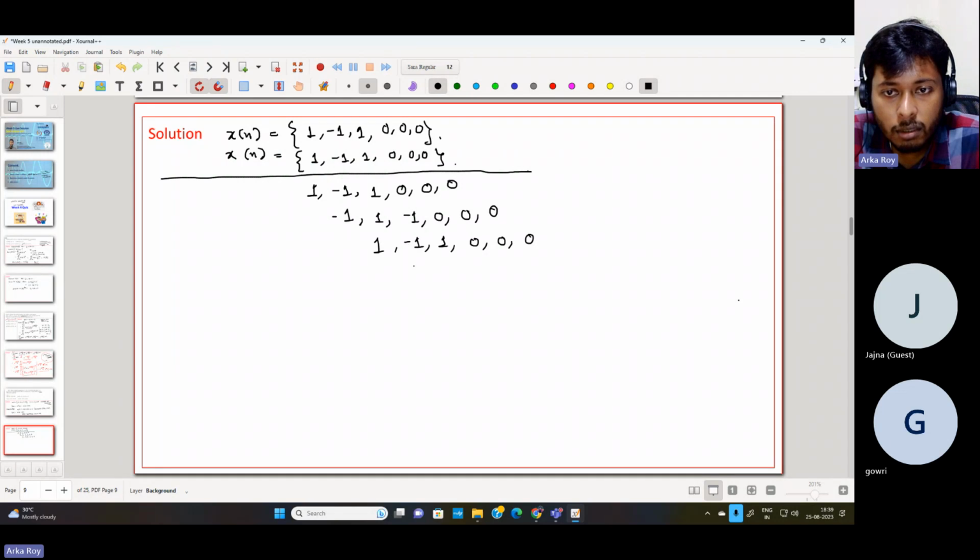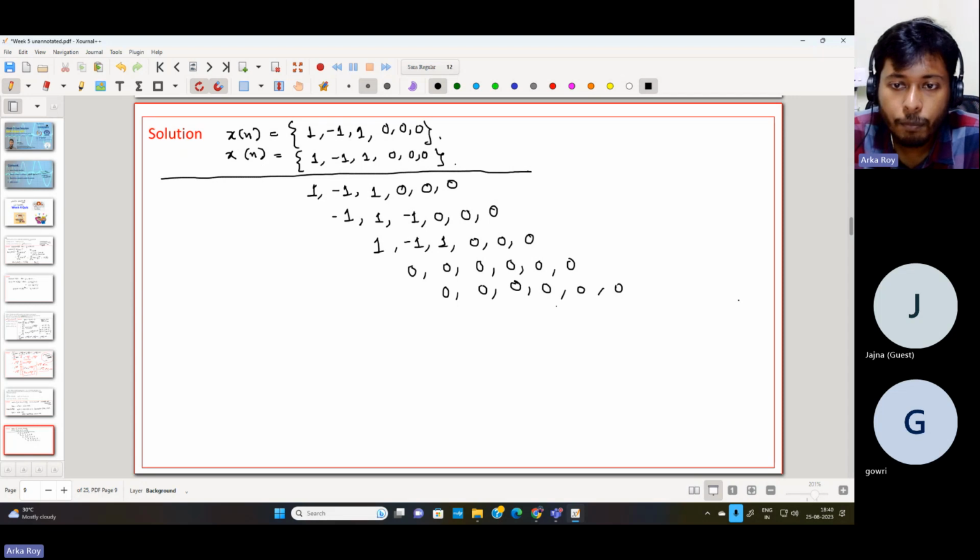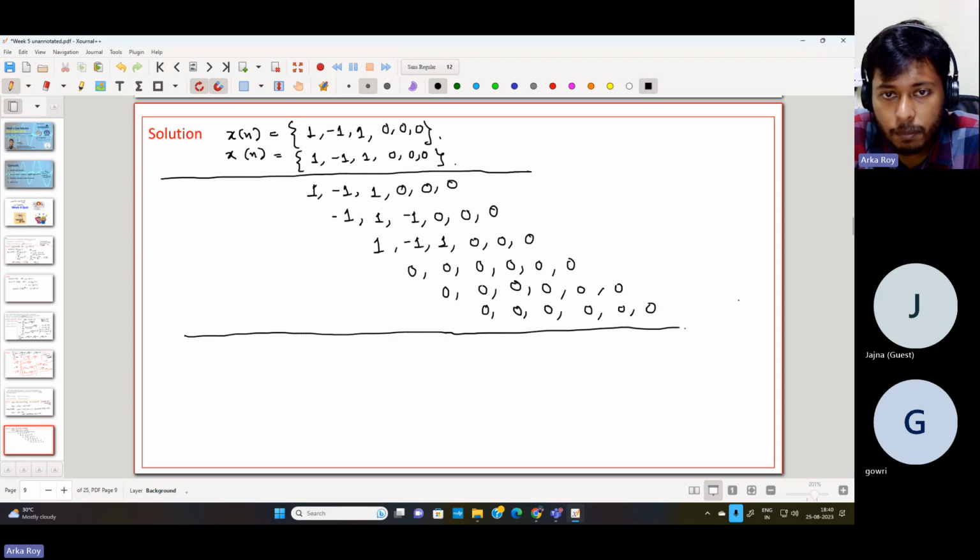So there are 6 values. So 0, 0, 0, 0, 0, 0. Okay. So then again, there will be 0, 0, 0, 0, 0. And then the last one is again 0. So it will be 0, 0, 0, 0, 0. So now what I will do is add all the values. So it will start with 1, then -2, then 3, then -2, then 1, then 0, 0, 0, 0, 0, 0.